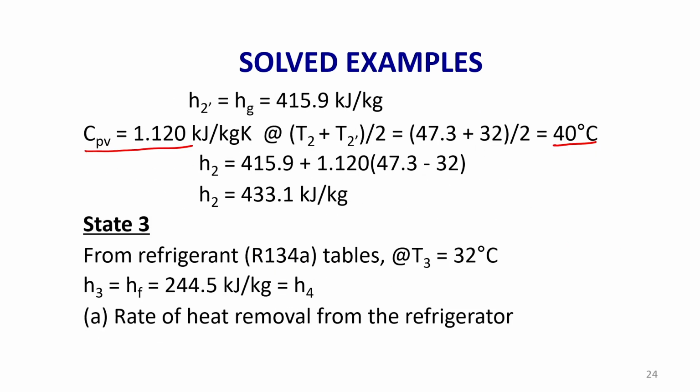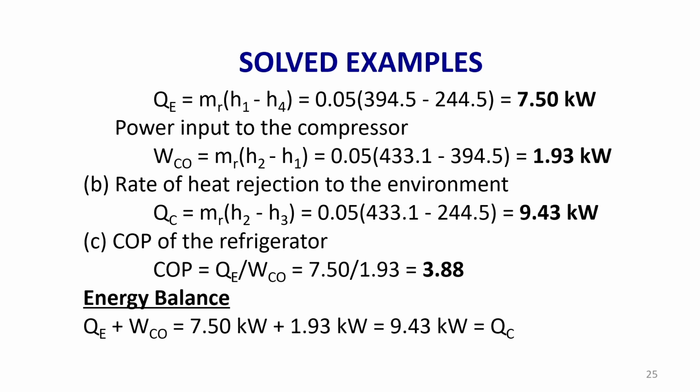The formulas are not going to change. QE equal to H1 minus H4. This is without subcooling. If it is subcooling, it is H4 minus H4 dash. Then the power input to the compressor, this is from H2 to H1, but of course the state of point 1 has moved from saturated vapor to the superheated region. So, there will be change in the work of compression. Heat rejection, no change in the formula, H2 minus H3, we are getting the perfect energy balance.